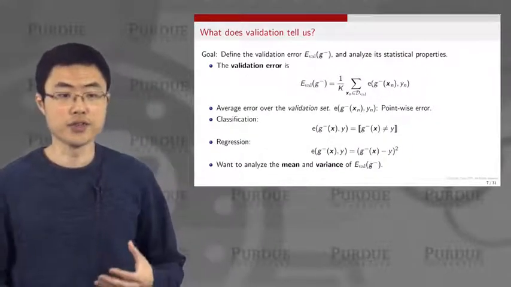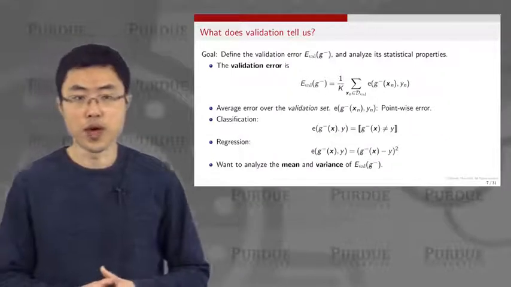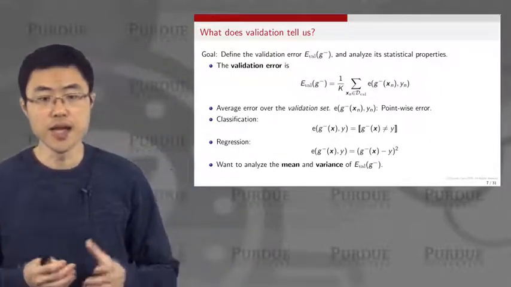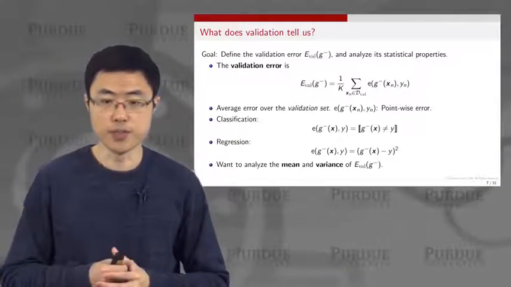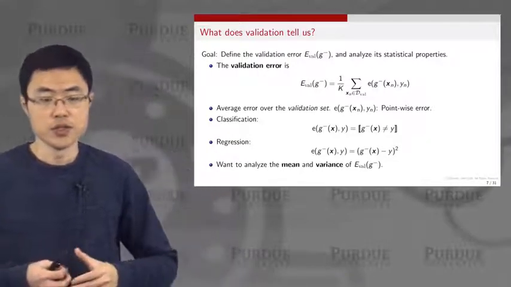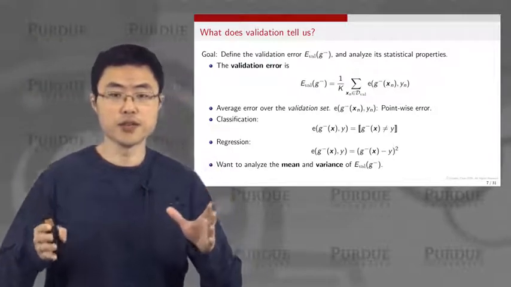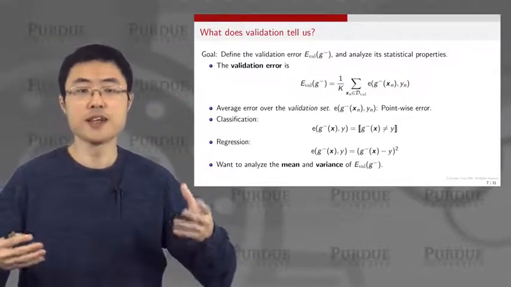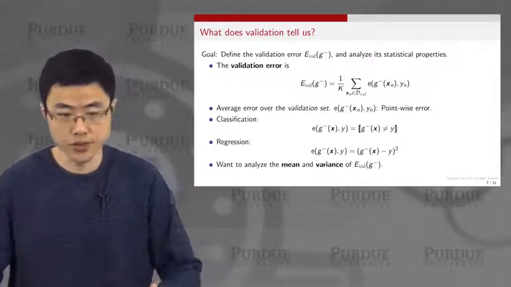So what does validation tell us? Well, our goal here is trying to define a term called the validation error, and we want to analyze its statistical properties. So the difference between validation error and training error and testing error has to start by defining what we mean by the validation error.